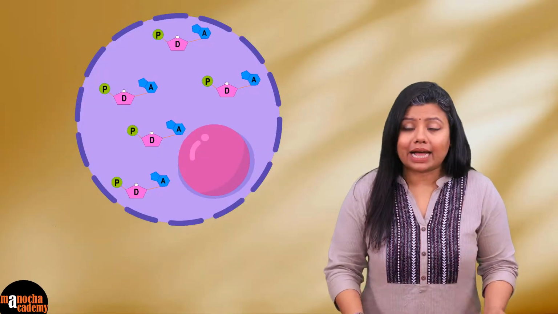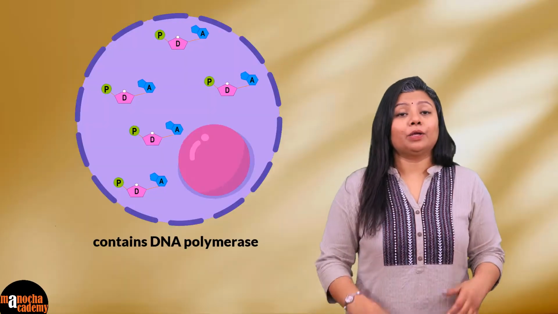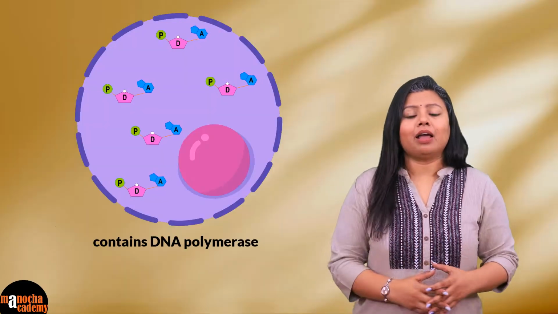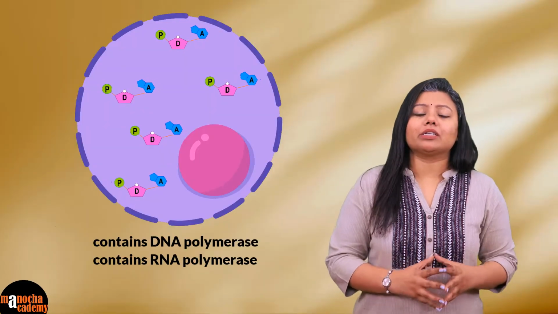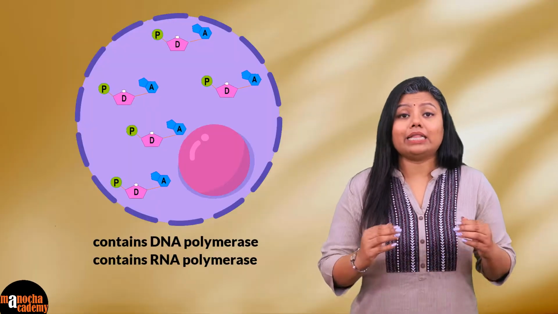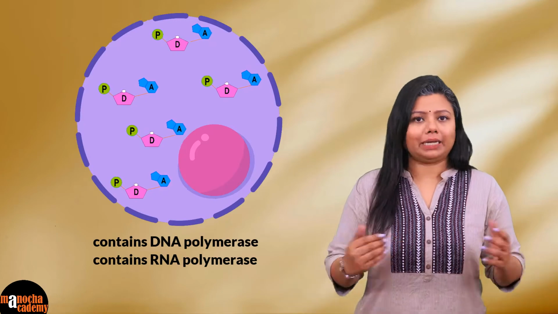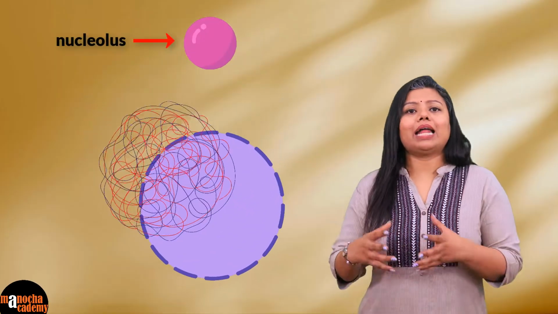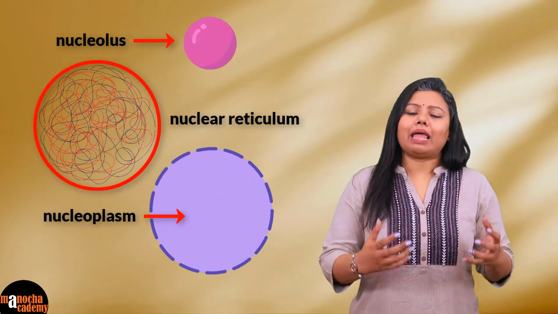It contains enzymes like DNA polymerase, which helps in synthesis of DNA, RNA polymerase, which helps in synthesis of RNA, and several other enzymes that are required in the expression of a DNA. The nucleoplasm is where the other structures, that is the nucleolus and the chromatin reticulum, remain embedded.